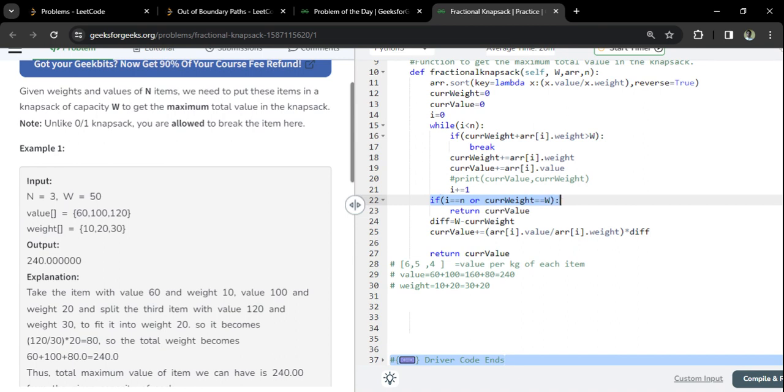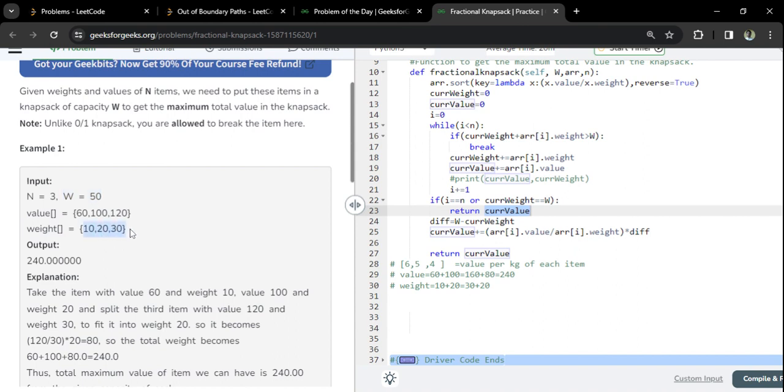I'm again checking once I come out of this loop. Let's see if i equals n. That means I have already checked everything. I have tried to include everything possible. So in that case also, this is the maximum value that I can have. I have reached the last, I've included every weight possible. For example, in this question, what will be the maximum weight? It will be 60. So suppose I'm given a weight of 70 here, so I have included everything here.